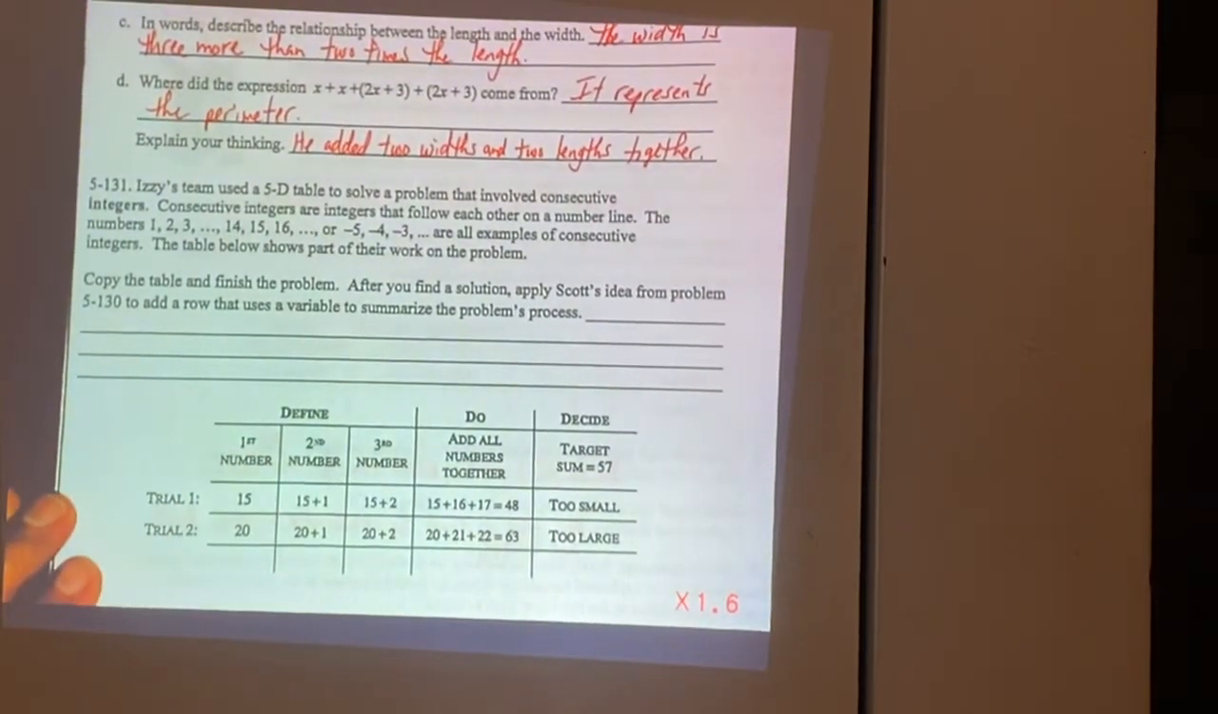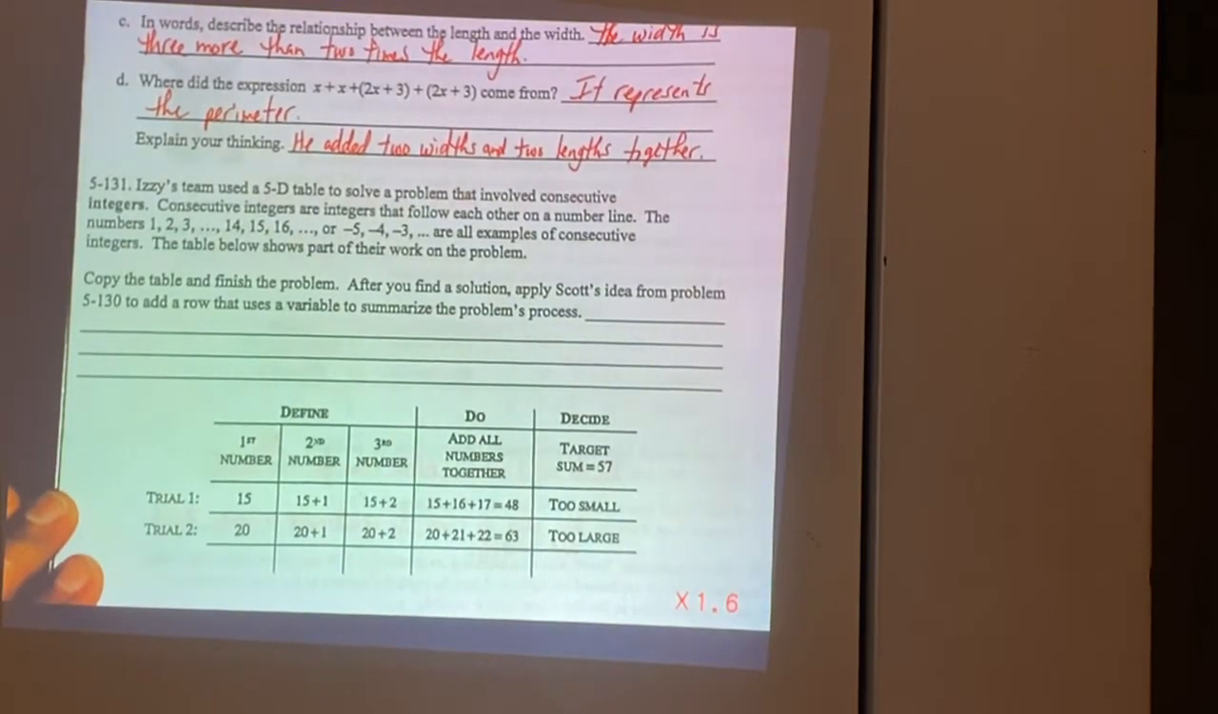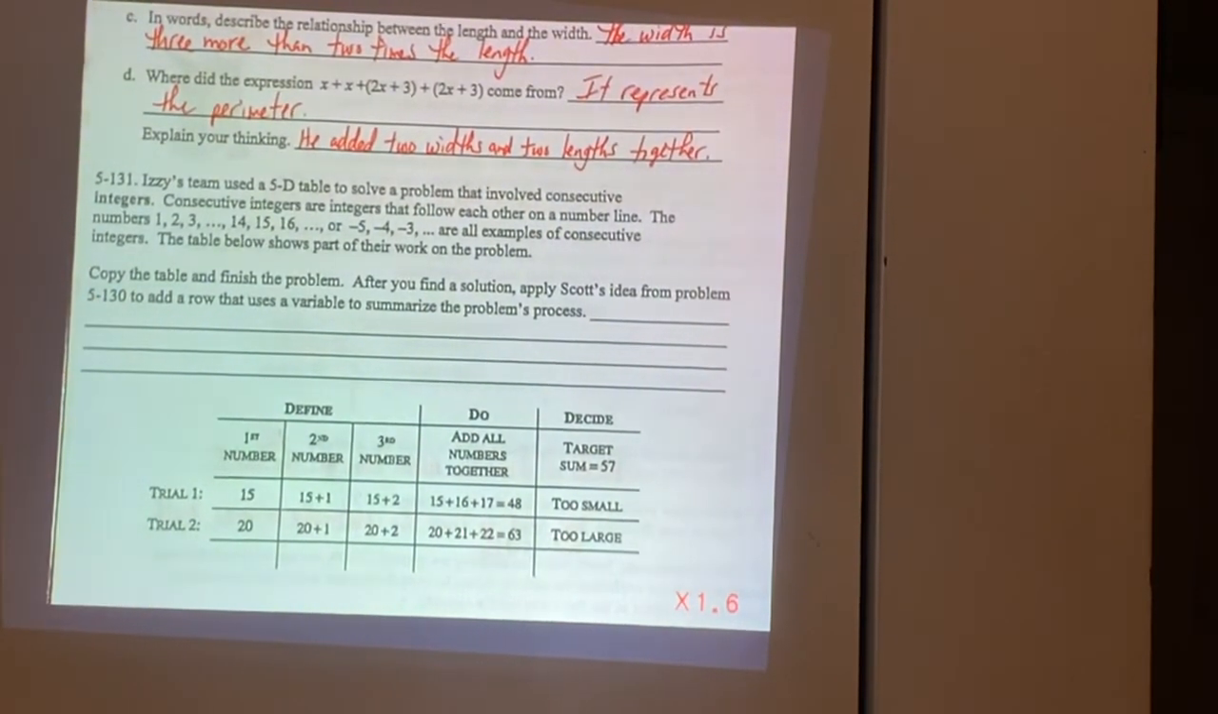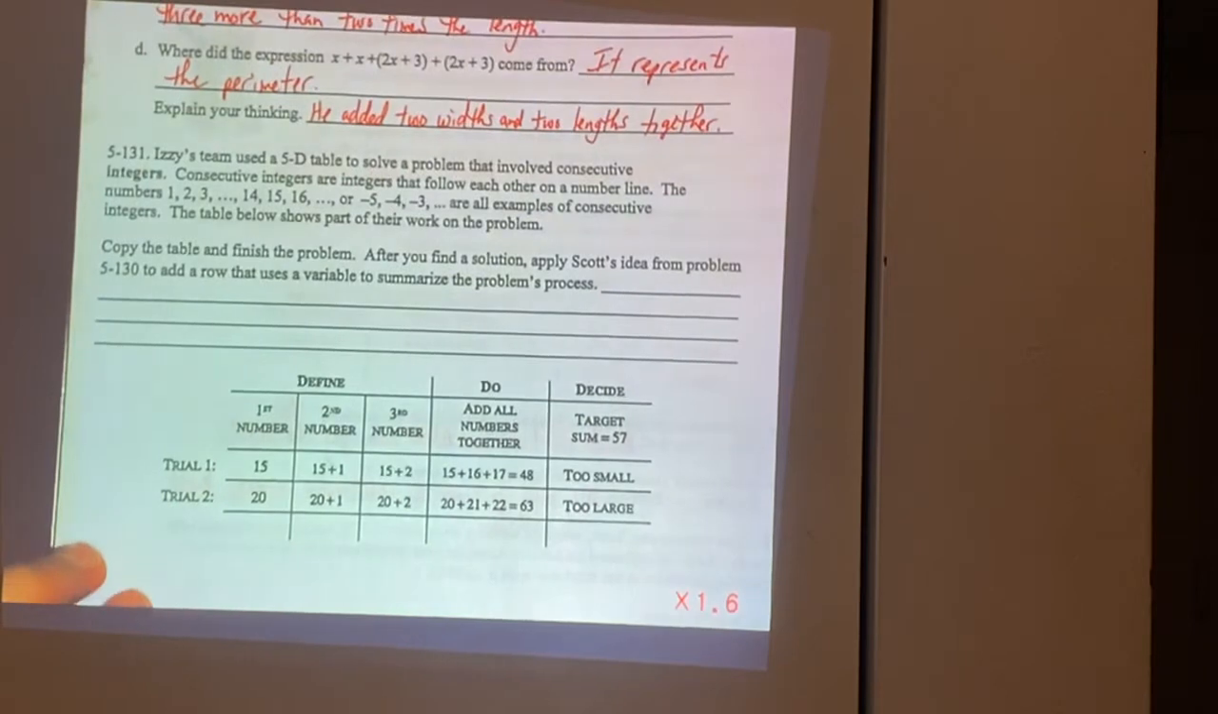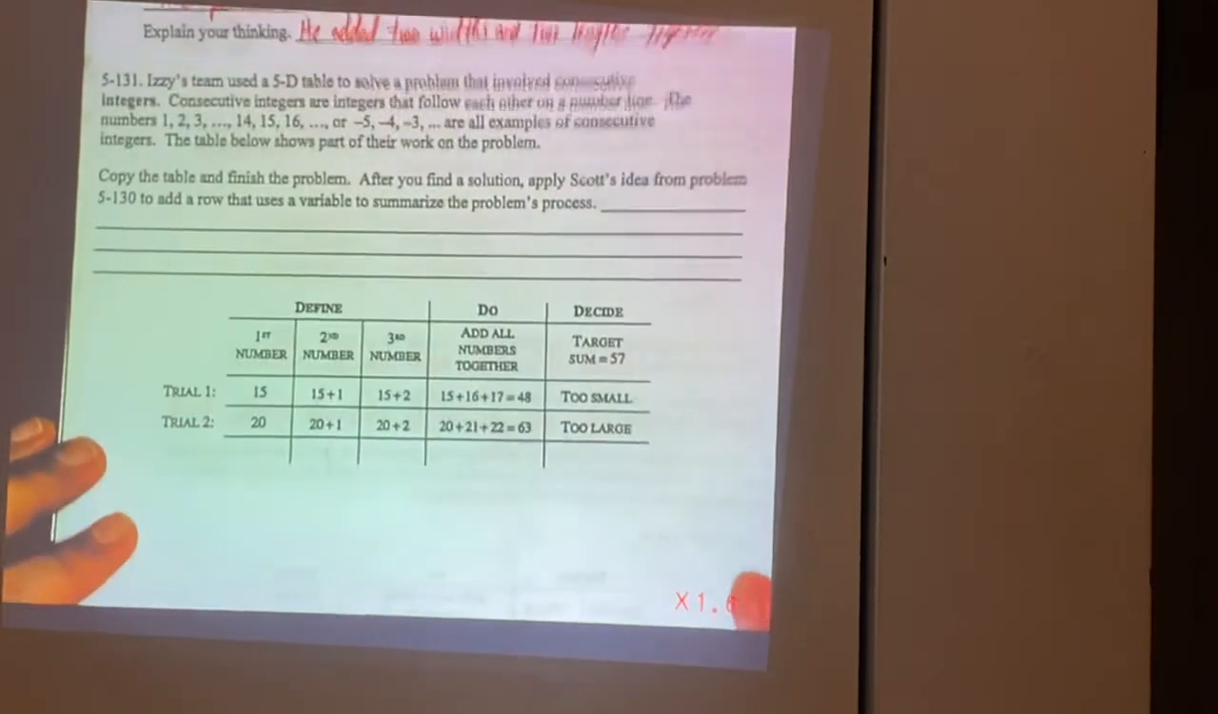Okay, copy the table and finish the problem. After you find a solution, apply Scott's idea from problem 130, and add a row that uses a variable to summarize the problem's process. Okay, so let's finish the table first.